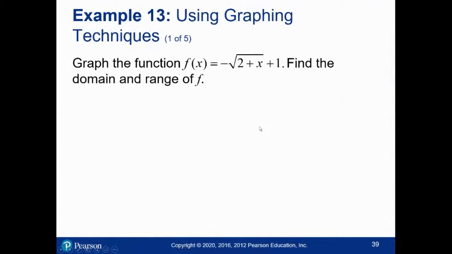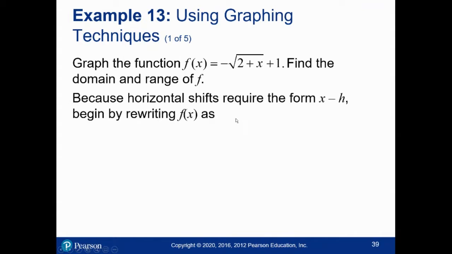Next example. Graph negative root 2 plus x plus 1. Find the domain and range. We've got all sorts of transformations to worry about, and we've got to be careful about what order they happen in. So the first thing we want to take care of, you should usually try to find your x's and work out from there.